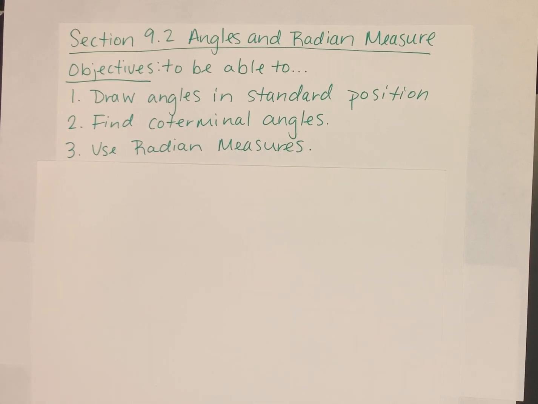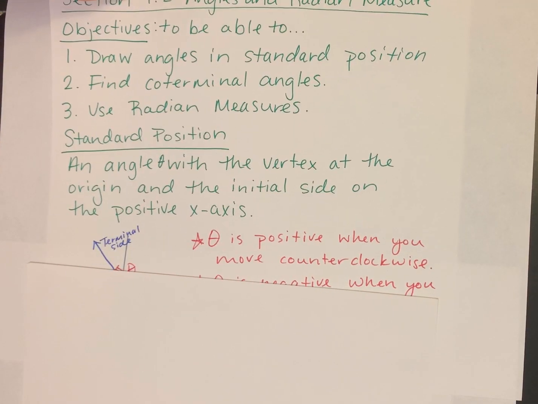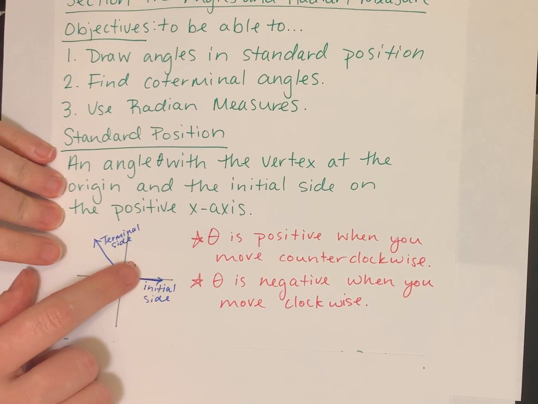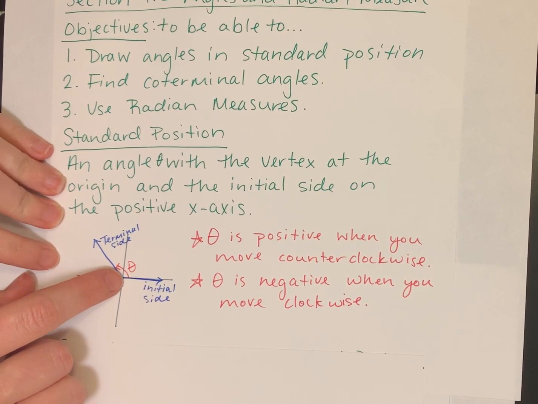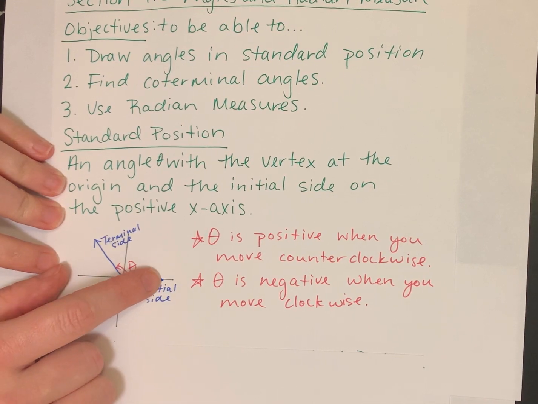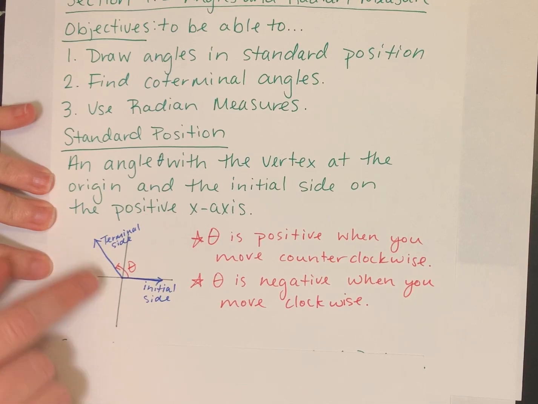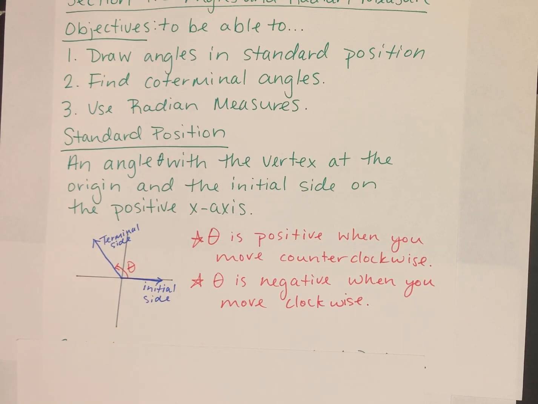Okay, so first of all, we're going to talk about standard position. So standard position is an angle theta with the vertex at the origin and the initial side on the positive x-axis. So see here how I've drawn an angle in my coordinate plane. One of the rays of the angle is on the positive x-axis, so that is called the initial side. And then your terminal side can be anywhere. It's just where your angle opens up to, or where it ends or terminates, right?